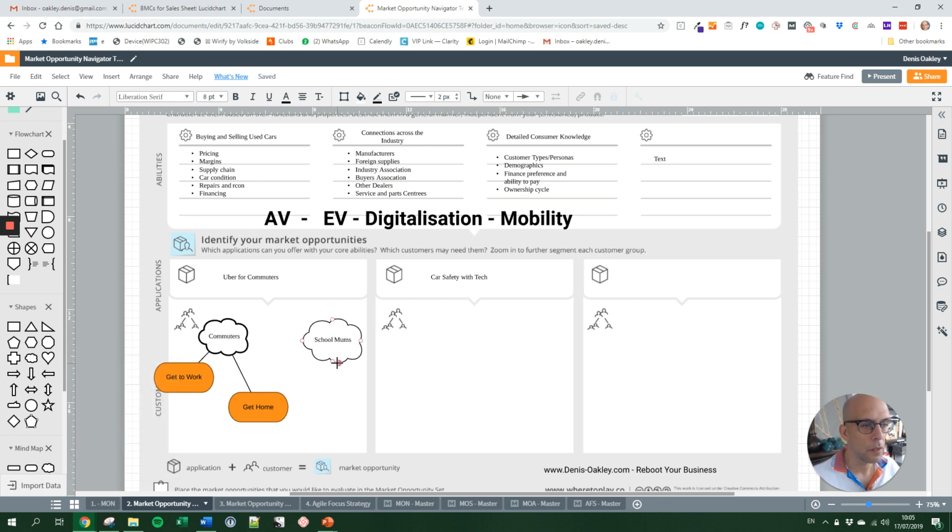Let's try and do that here. Oh well, different shapes. Never mind. Kids to school. Yeah, because we've got the same sort of thing, regular set routes for people that are pretty difficult. Okay, so we could tidy that up, but those are a couple of interesting market opportunities that we can see at the moment. Then the next one, okay, car safety with tech.